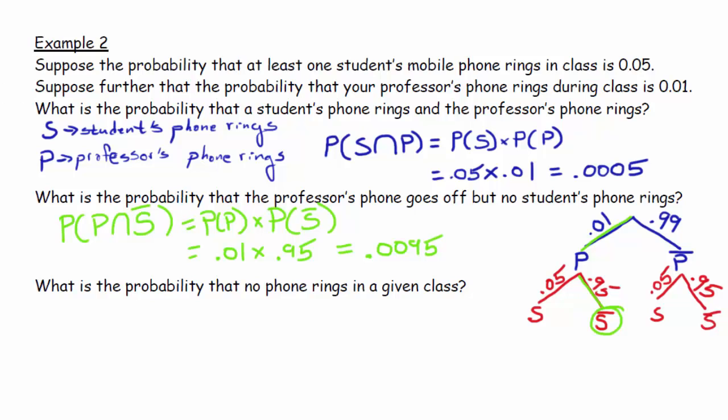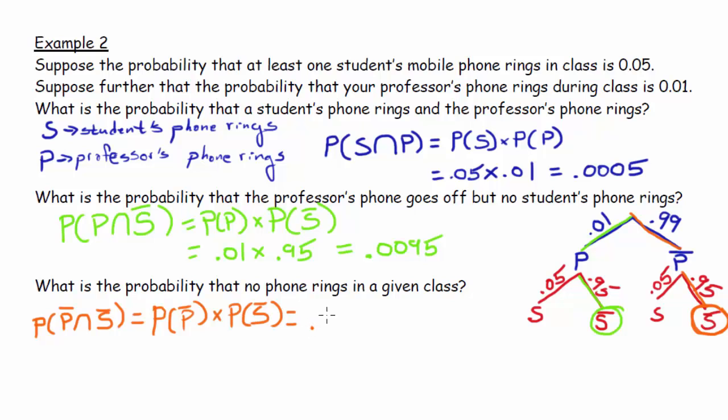So in our next case, what is the probability that no phone rings in a given class? So here I'm in the case where my phone doesn't ring, and then neither does a student's phone ring. So we're down here in this case. So here I want the probability that my phone doesn't ring and no student's phone rings. Well, we said these are independent, so we can multiply these two probabilities.